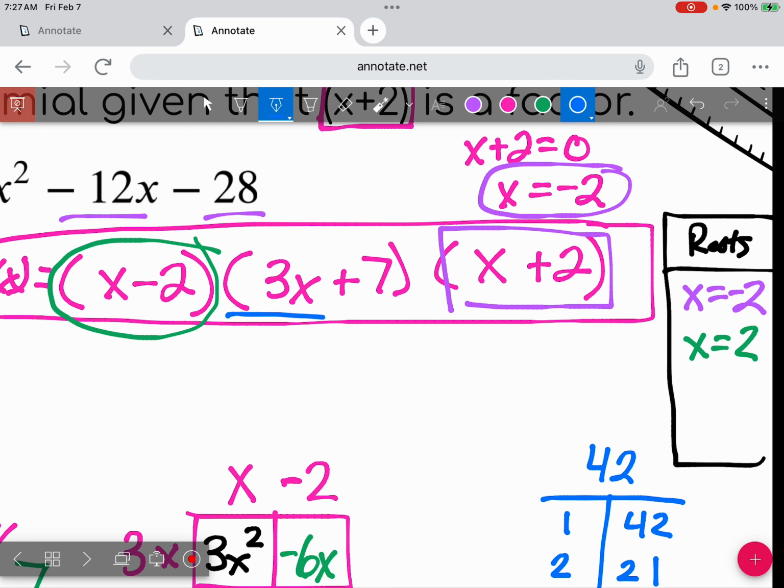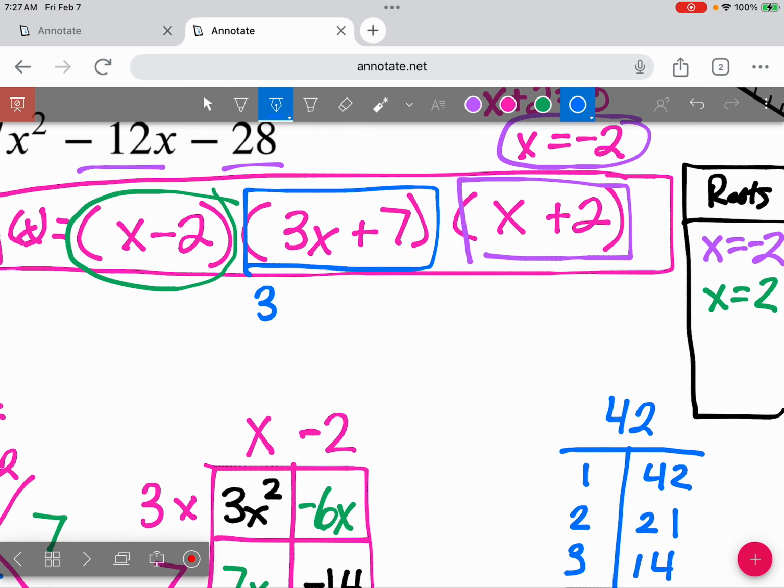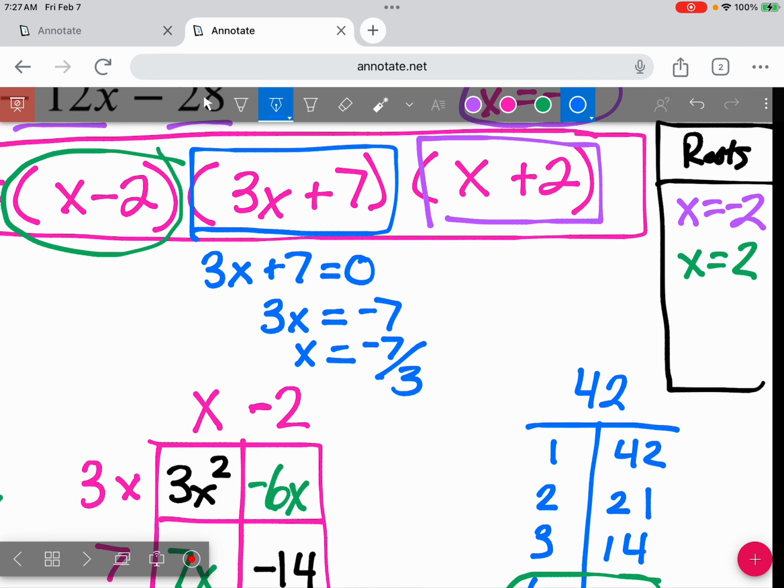And the last piece, we are probably going to need to write it out because it's kind of gross. It's going to wind up fractiony. Our 3x plus 7 equal to 0. Subtract 7 from both sides. 3x equals minus 7, which means our root, when we divide both sides by 3, we're going to have negative 7/3, which is gross, but fine, I guess. We can do it, it's just unpleasant.